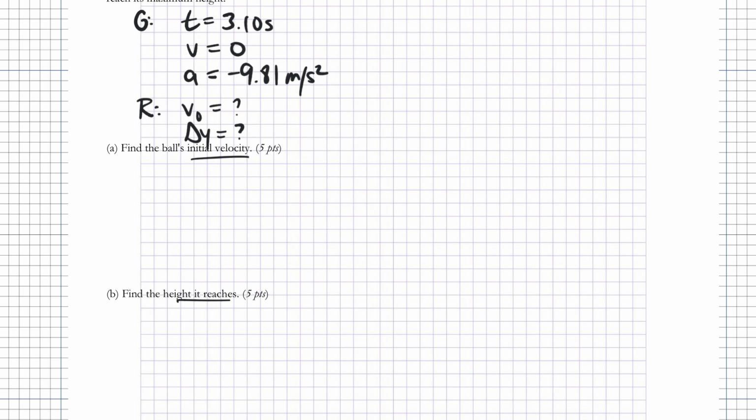So anyway, for the initial velocity, let's see, I need an equation with V naught, A, and T. So this is fairly easy. V equals V naught plus AT. Anytime I can use that equation, I'm going for it because it's the easiest one to use, right? So the initial velocity, I'll solve for that by saying V naught equals V minus AT. I just rearranged that by subtracting AT from both sides. So V naught equals, let's see, the final velocity is 0 minus negative 9.81 meters per second squared times the time, which is 3.10 seconds.